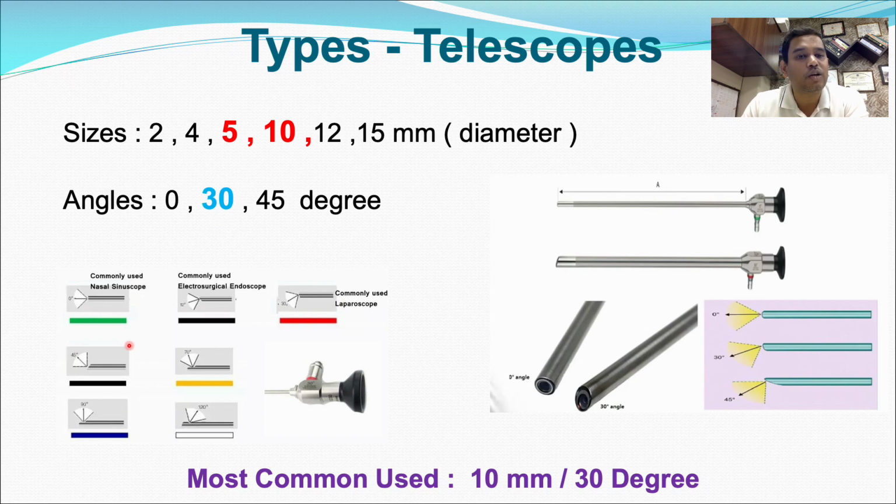There is a color coding. If you have a 0 degree, you will have this line where you have a light connector. So you will have a green band around this that suggests it's a 0 degree telescope. Either it may be a 5 mm or a 10 mm diameter telescope. But if this color coding is there, that suggests it's a 0 degree. And if there is a red band, that suggests it's a 30 degree telescope. Most commonly used telescope is the 10 mm diameter and 30 degree telescope.